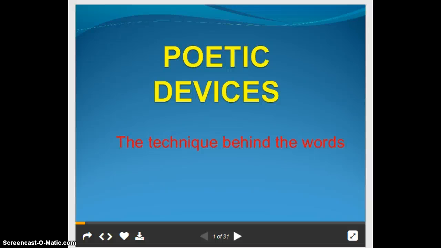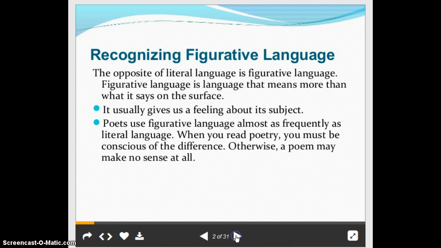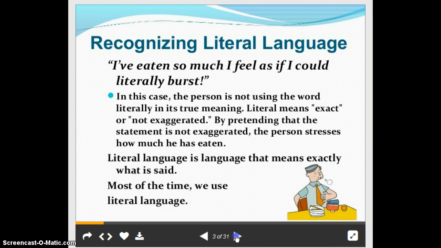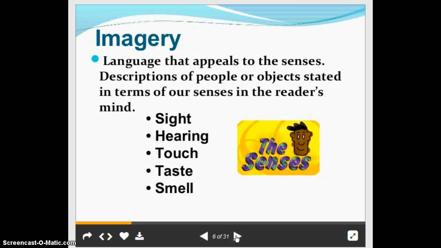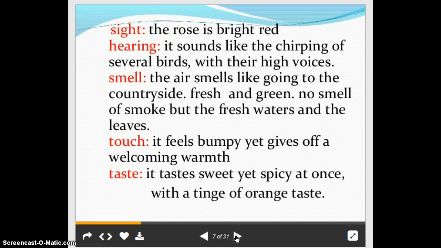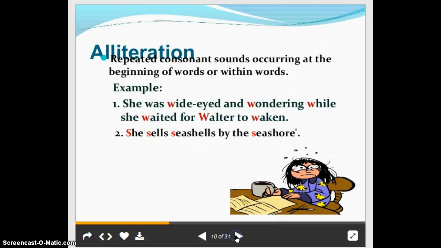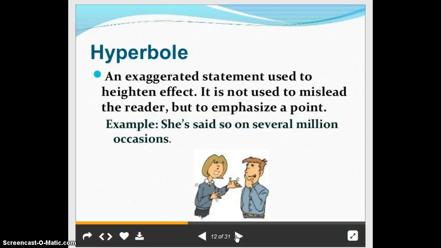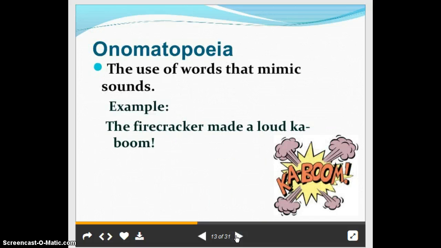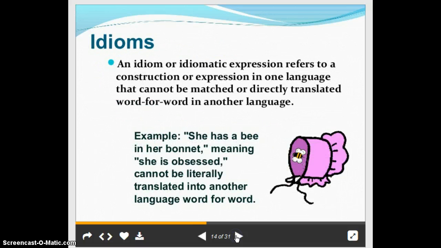During direct instruction, this slide share will be used. It's called Poetic Device. It's a technique behind the words. And in it, it reviews the different figurative language and literal language, and also the different types of figurative language. So if one of the groups of students don't really need to go over similes or metaphors, but they really need to go over hyperboles or personification, the teacher can just focus on those areas.